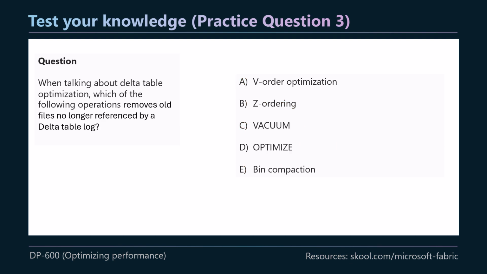Question 3. When talking about delta table optimization, which of the following operations removes old files no longer referenced by a delta table log? Is it A, V-order optimization, B, Z-ordering, C, vacuum, D, optimize, or E, bin compaction? So the correct answer here is C, vacuum. As we mentioned previously, the vacuum command does exactly what its name says. It basically removes old files that are no longer referenced by a delta table log. So the correct answer here is C.